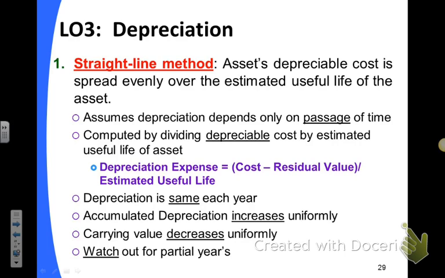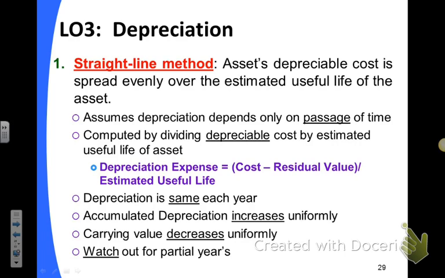So first, let's talk about the straight line method. Straight line method depreciates the cost of the asset and spreads it evenly over the estimated useful life of that asset. It assumes, not necessarily absolutely true, that the depreciation only depends upon the passage of time. Computing the depreciation is based on the estimate of what the asset's useful life will be. It assumes that the depreciation amount is the same each year, so depreciation accumulates uniformly over the years, and the carrying value of the asset decreases uniformly over the years.